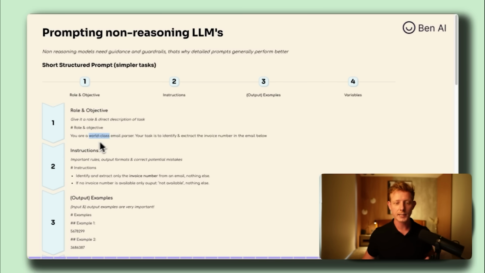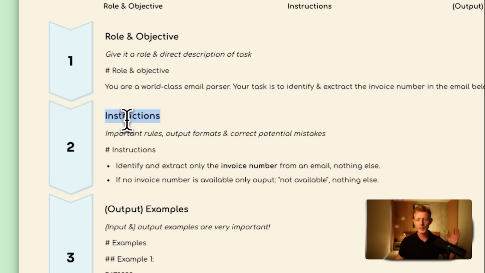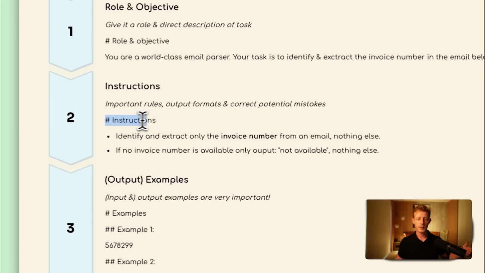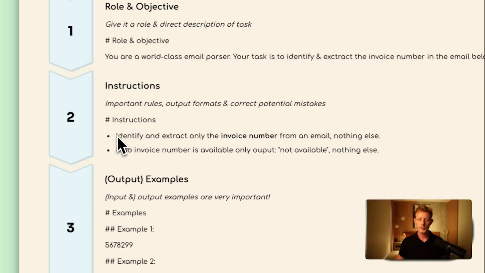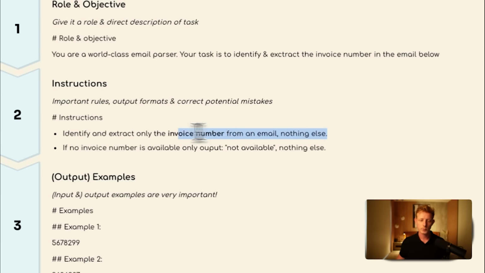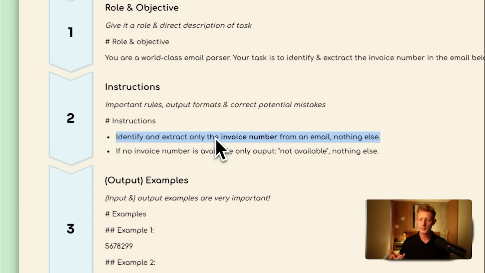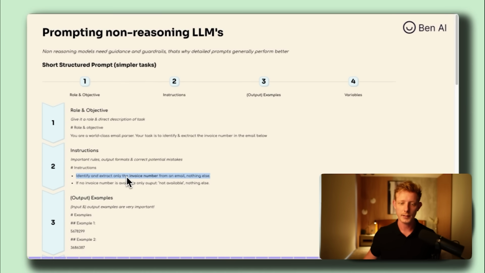Then we have the second section, which is the instructions, where we basically include all the important rules, the output formats, if we need specific output formats, and we correct potential mistakes. So you can see the example here, instructions, again, with the numeric symbol to give it an H1. And then we say, identify and extract only the invoice number from an email, nothing else, right? So that's rule number 1. It's important in these systems to always instruct these kinds of things. In general, a lot of times we're going to pass the output of the language model into an API or into the next model, etc.